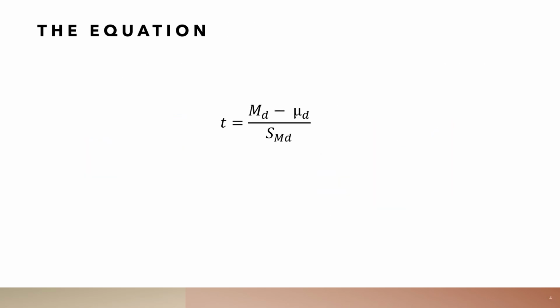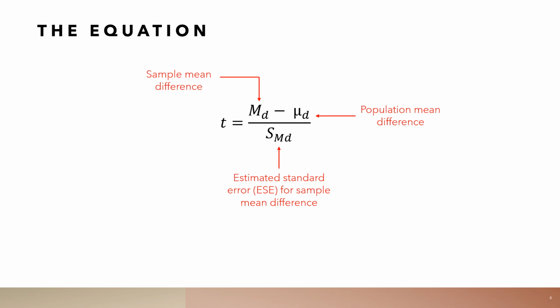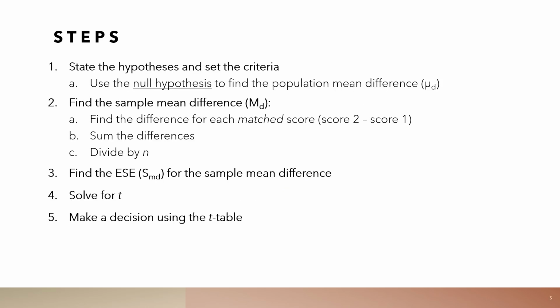The equation for the related samples t-test is a little different than what we've seen before. In this equation, we have the sample mean difference minus the population mean difference divided by the estimated standard error for that sample mean difference. But before we can solve for t and find whether or not the difference is statistically significant, we have to solve for each part of the equation.